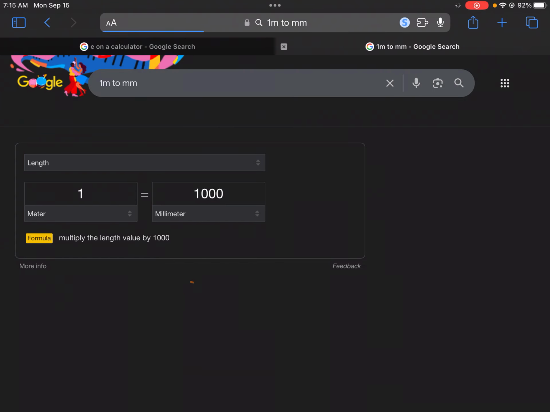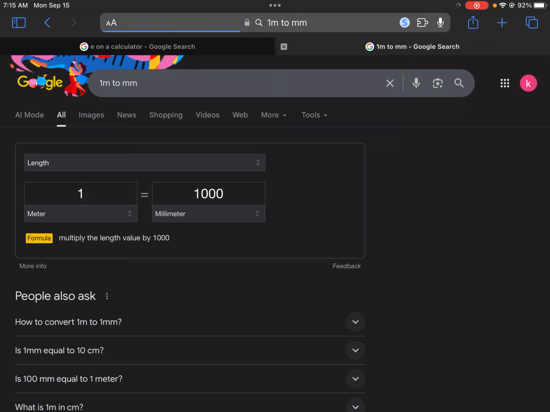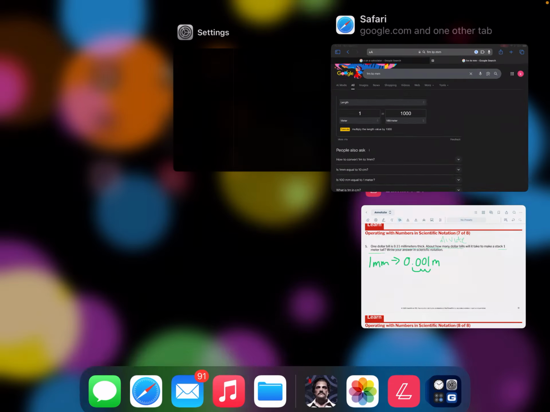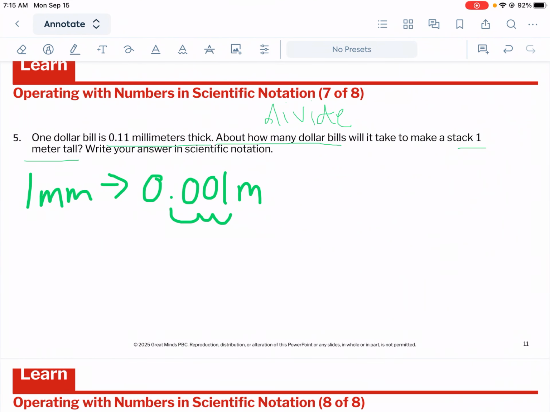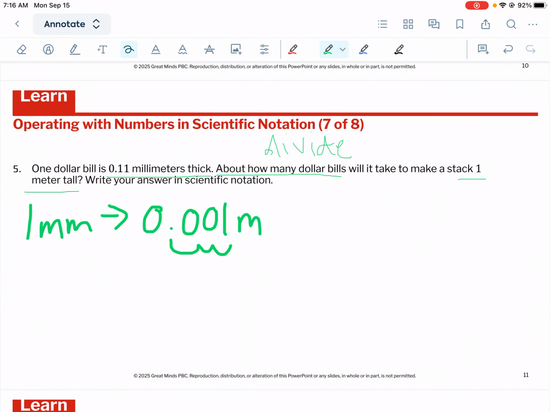And just to show you, I'm going to put that in Google backwards for you. So 1 meter is 1,000 millimeters. I'm sorry, did I say 1,000 meters? Excuse me, I think I said that backwards. 1 meter is 1,000 millimeters is what I meant to say. And I'm just writing that conversion right here.